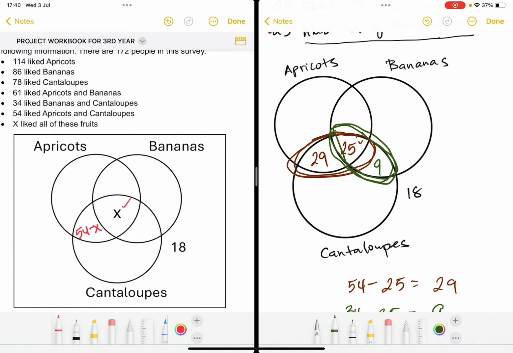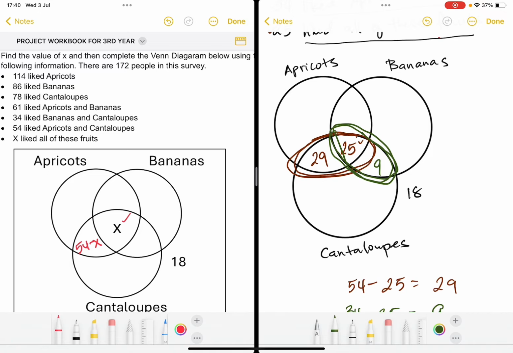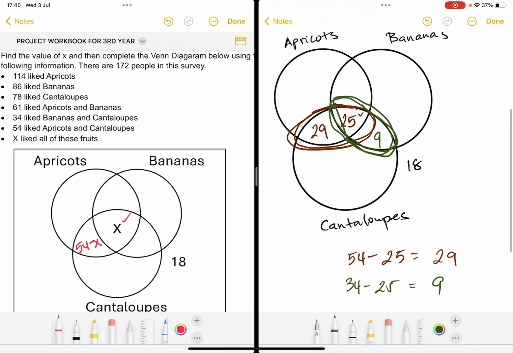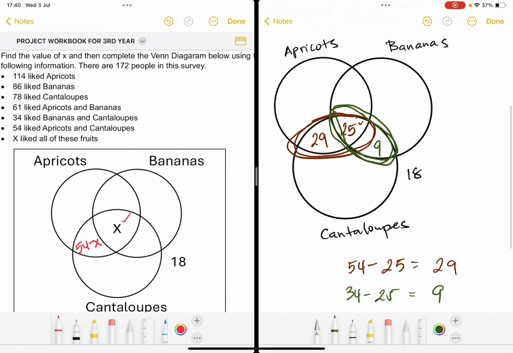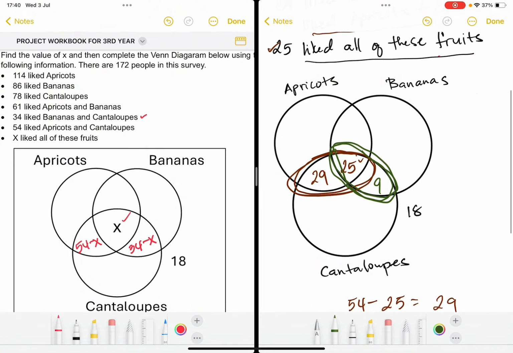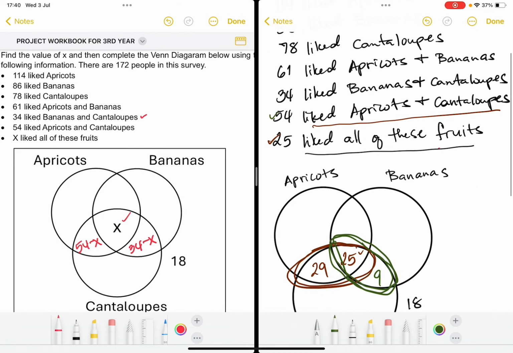Now let us apply it to the left side of the screen. 34 like bananas and cantaloupes. So we subtract 25 from 34. The same step, let us subtract x from 34. So we have 34 minus x. Okay. Next. So we are finished here.